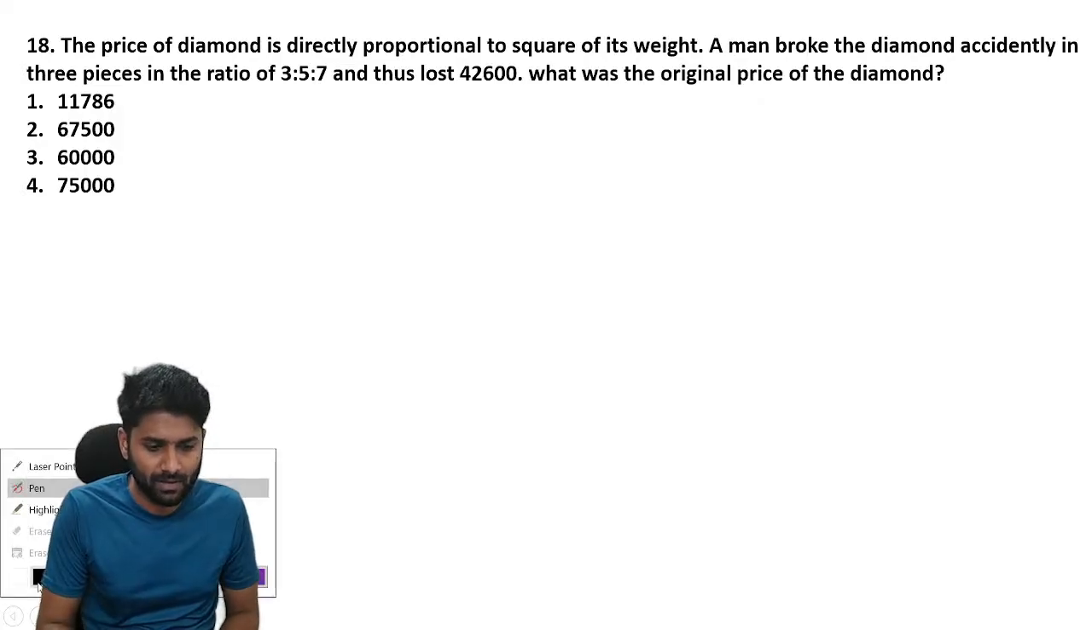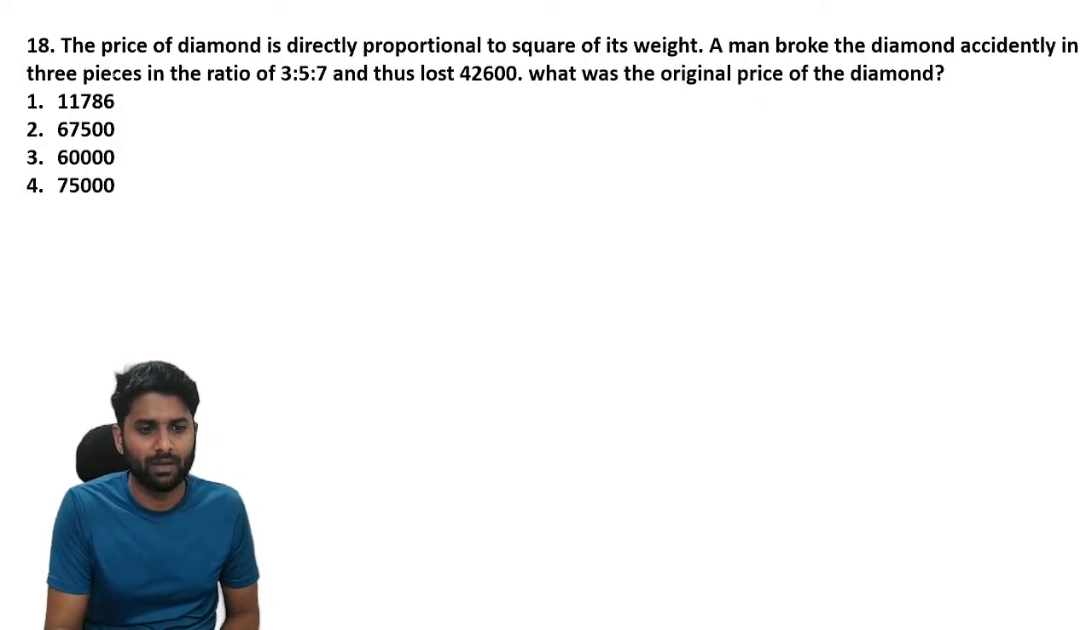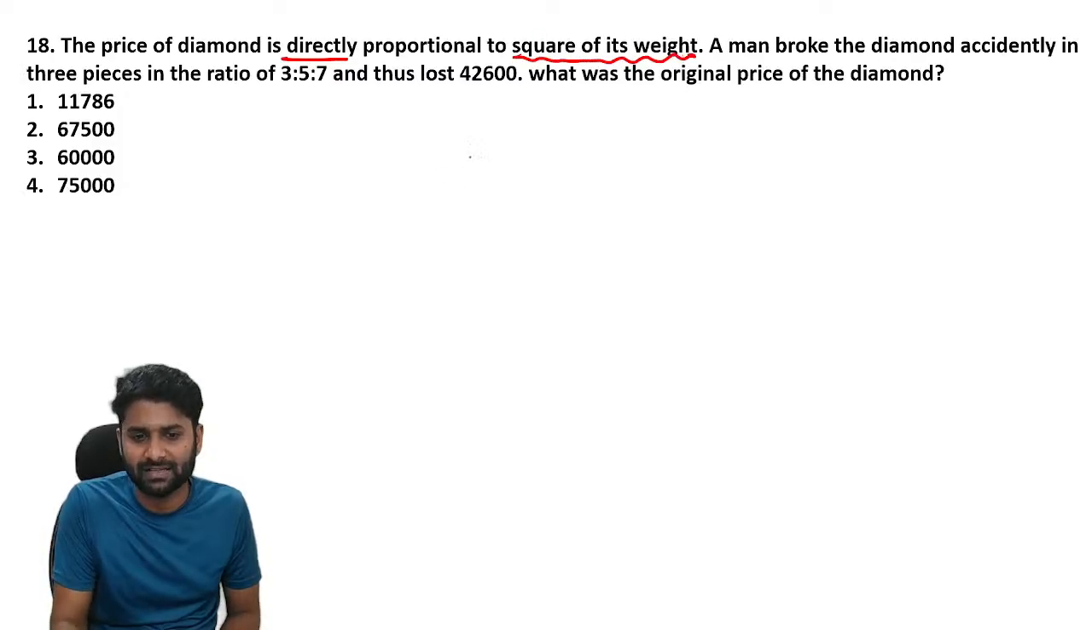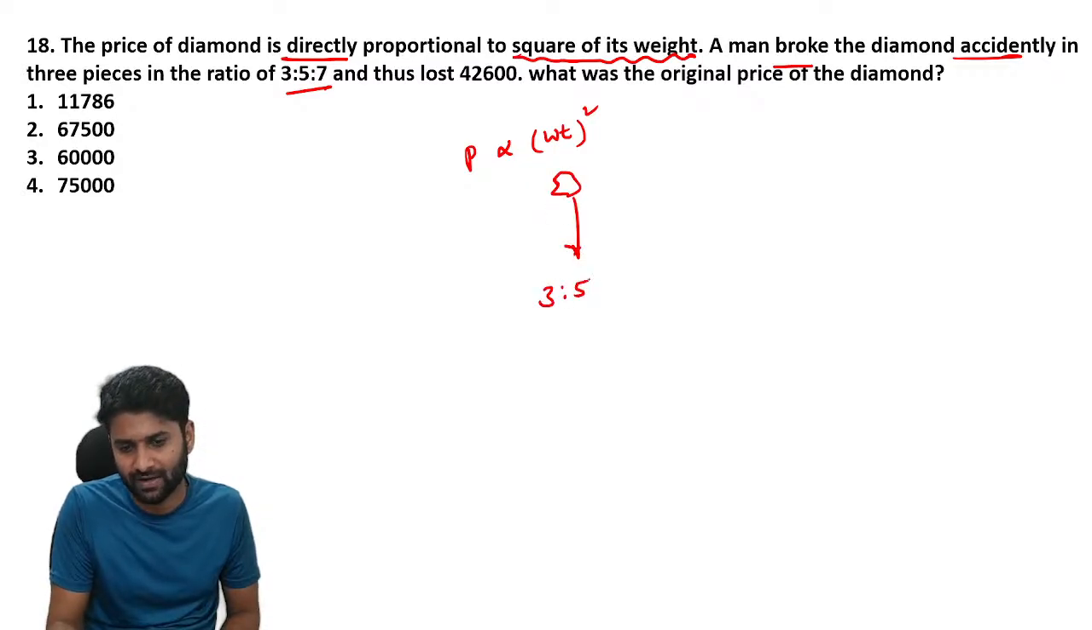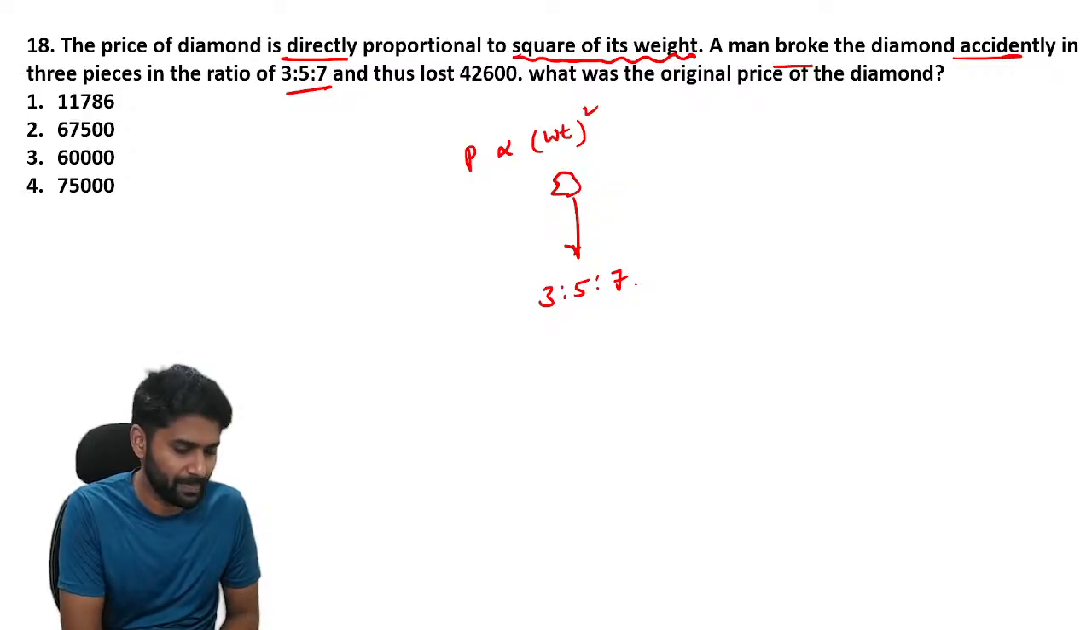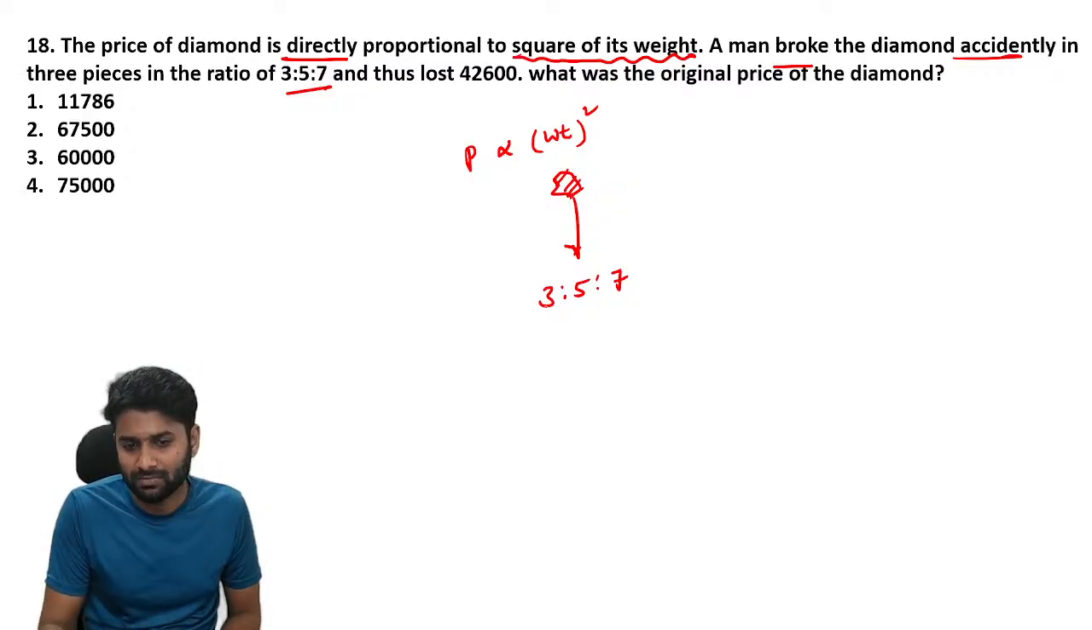Next, let's go through this question. The price of a diamond is directly proportional to the square of its weight. Guys, price is directly proportional to the square of its weight. A man accidentally broke the diamond into 3 pieces. The diamond was divided in the ratio of 3 is to 5 is to 7. After it broke, it went in the ratio of 3, 5, 7. Before breakdown, the total quantity of this diamond is 3 plus 5 plus 7 is 15 units. This is all about the weight.